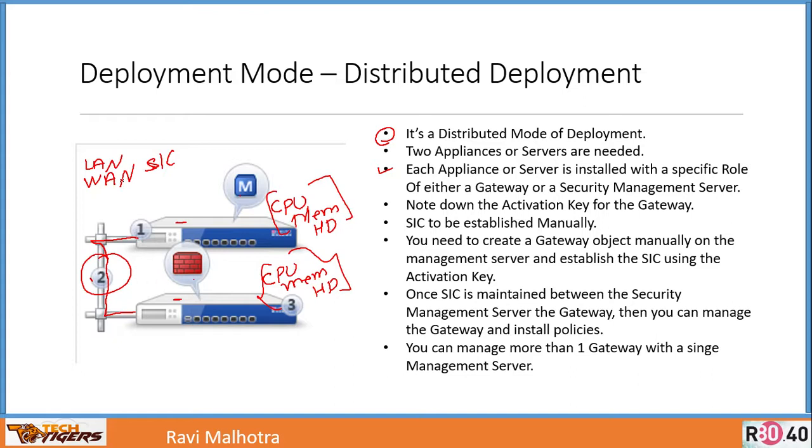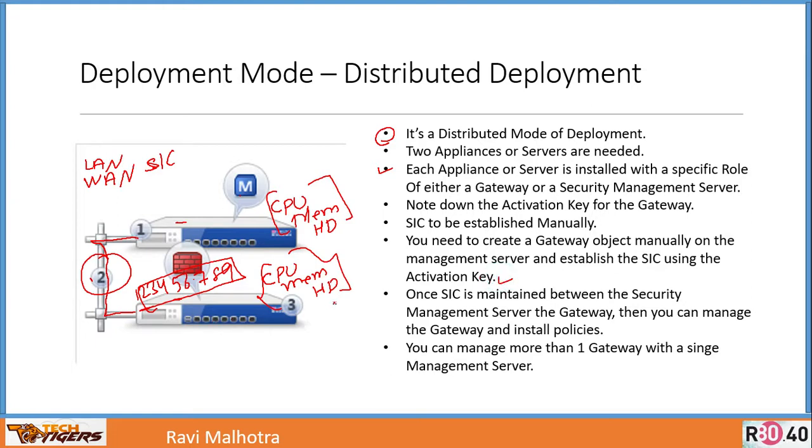I have other videos where I explain the activation key, SIC, as well as ICA processes in detail. Please watch those videos. This video is only specific to the deployment theory. So this is what we have done. Activation key: when you are creating a firewall, you will get an activation key. It's a numeric identifier, let's say 1, 2, 3, 4, 5, 6, 7, 8, 9. Just keep note of it, then go to the management server and establish the SIC using the activation key.